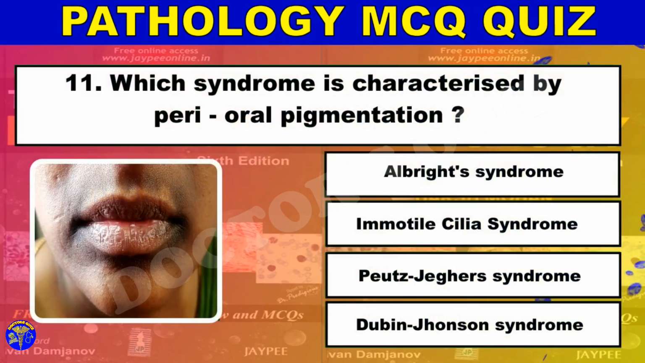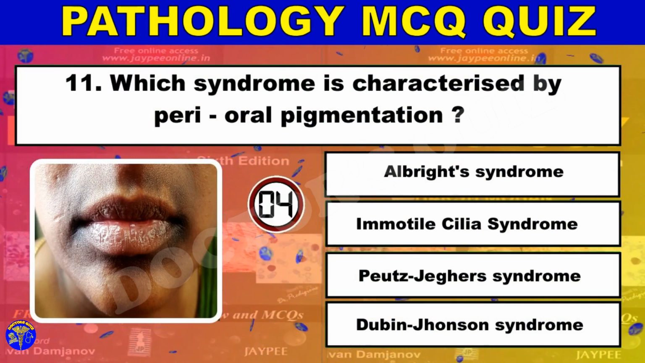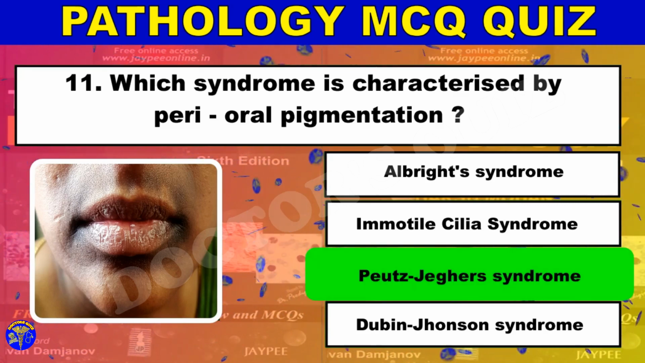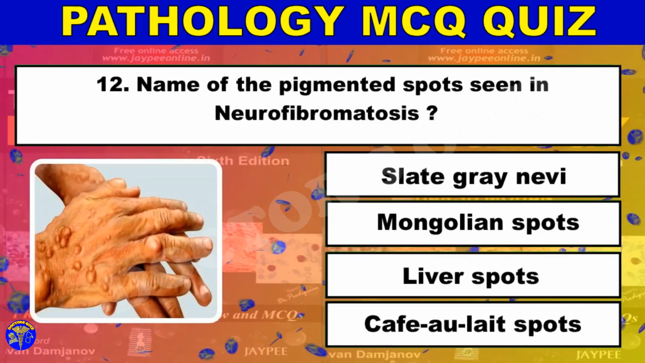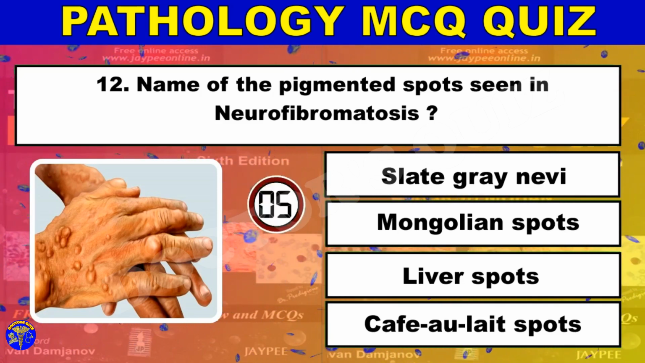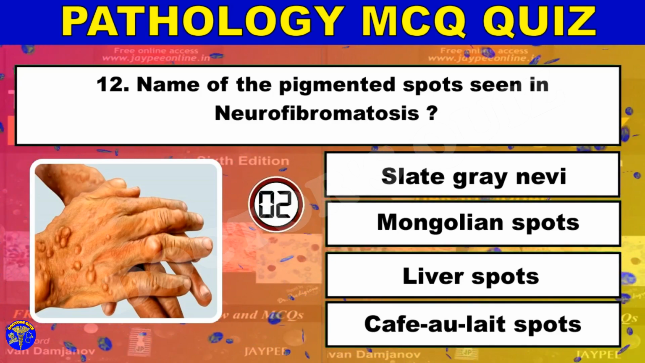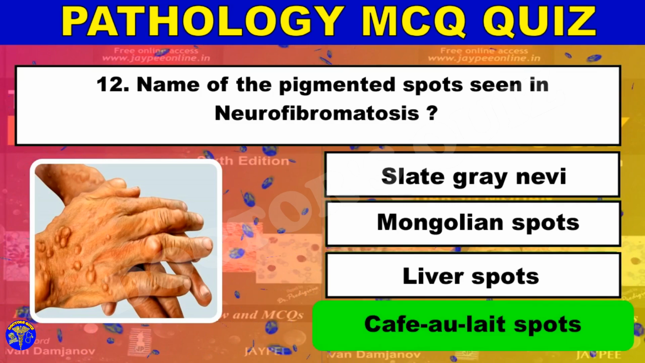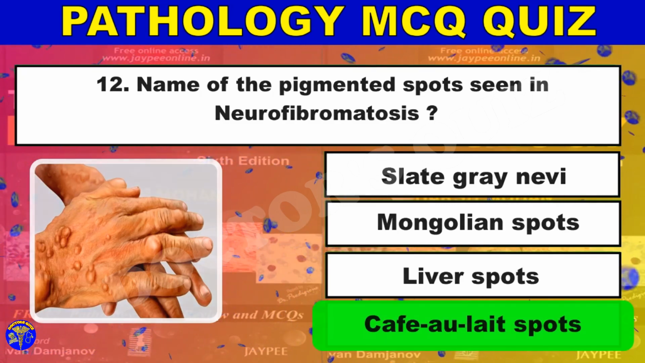Which syndrome is characterized by perioral pigmentation? The options are Albright syndrome, immotile cilia syndrome, Peutz-Jeghers syndrome and Dubin-Johnson syndrome. The right answer is Peutz-Jeghers syndrome. Name of the pigmented spots seen in neurofibromatosis. The options are slate grey nevus, Mongolian spots, liver spots and cafe-au-lait spots. The right answer is cafe-au-lait spots.